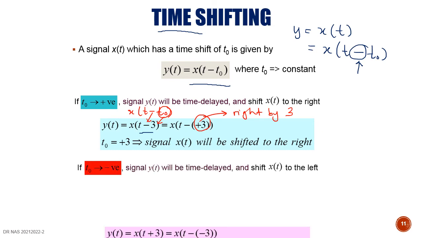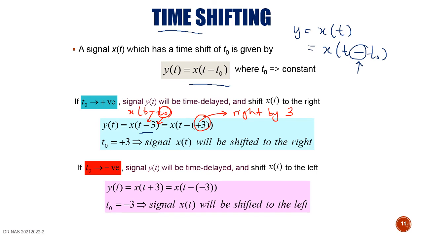If you have a signal equal to y(t) = x(t + 3), you need to compare it to the general equation x(t - t0). In this case, it is equal to x(t minus, this is the original equation, minus 3 to get positive. So what is your t0? In this case, your t0 is minus 3. So when it is negative, the signal will be shifted to the left by 3.